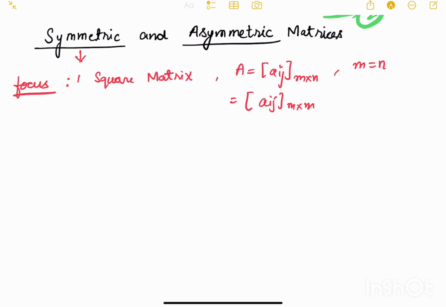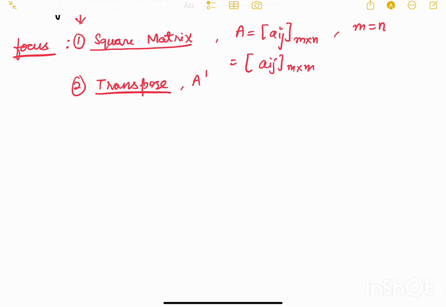Now the next important point is that in the previous lecture we focused on the transpose of a matrix, isn't it? My transpose was denoted by A dash, right? What we generally do is turn the rows into columns, and the order is swapped. I hope you have gone through the previous lecture, and if you haven't, just go through the previous lecture of mine, which is part 4. So now we know that we are dealing with a square matrix and a transpose.